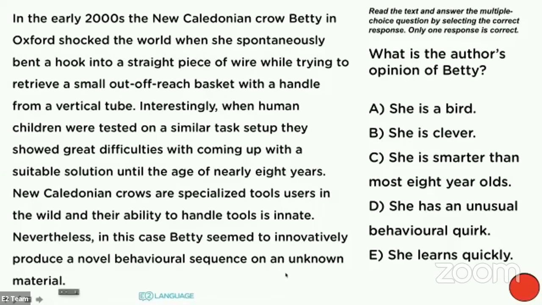In the early 2000s, the New Caledonian Crow. Okay, so Betty is a bird. So that's an opinion. That's not an opinion.